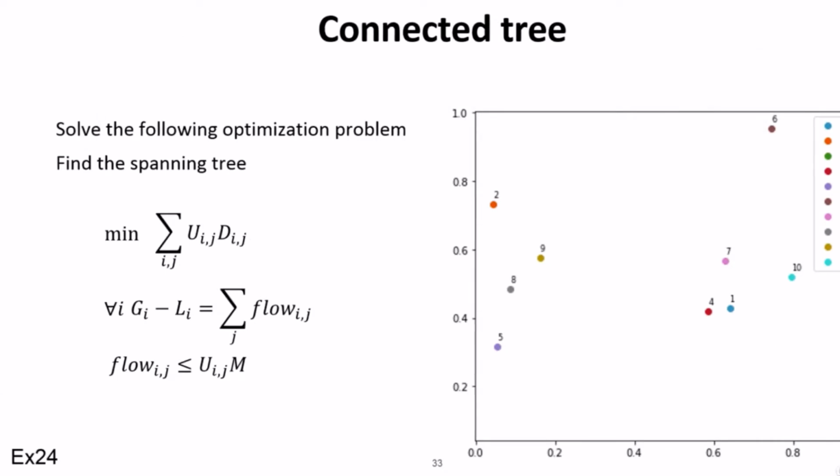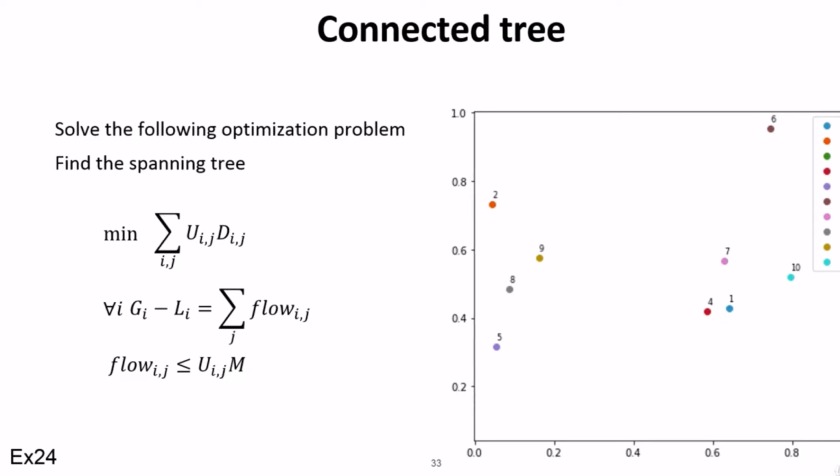This example is referring to the problem of connected trees. Let me describe the problem for you. First of all, we do have a number of points scattered on a surface. Suppose we do have just 10 points in this example, and in order to solve the problem, we need to think about two different constraints. First of all, the graph should be connected and it is a tree. The definition of the tree is that it's a connected graph without any loop.